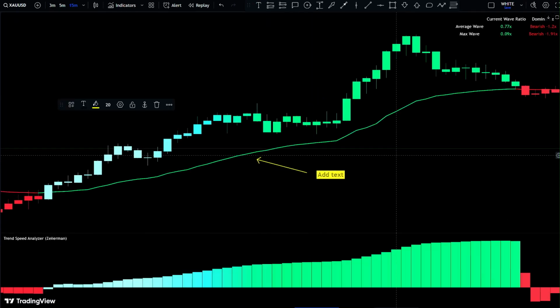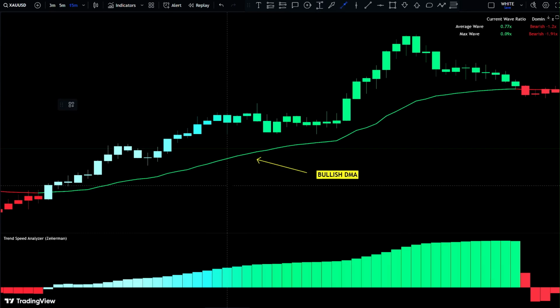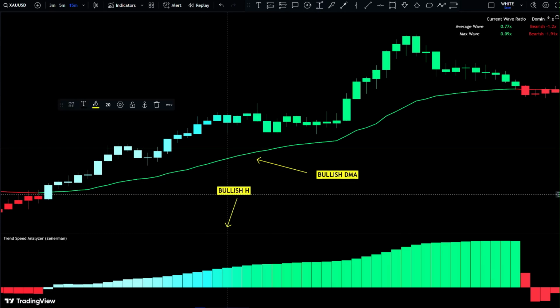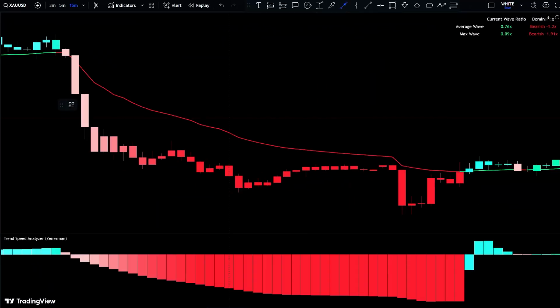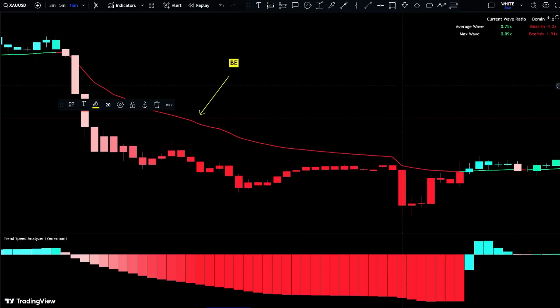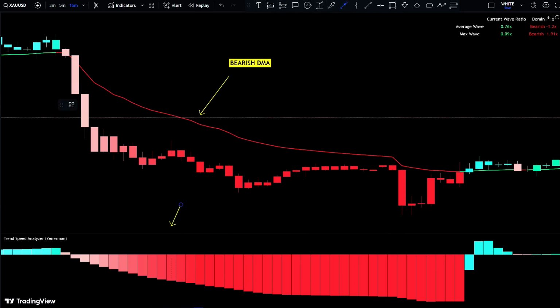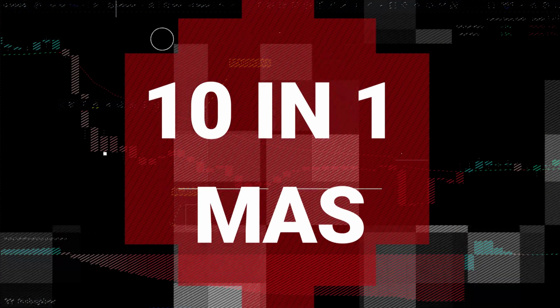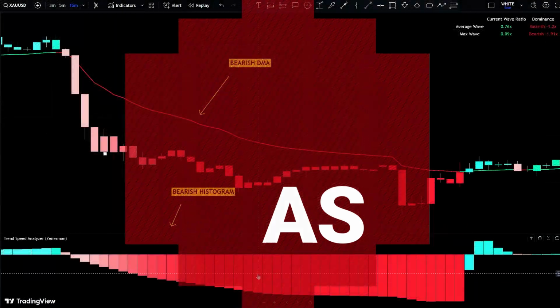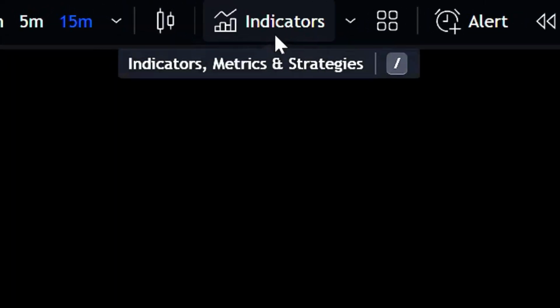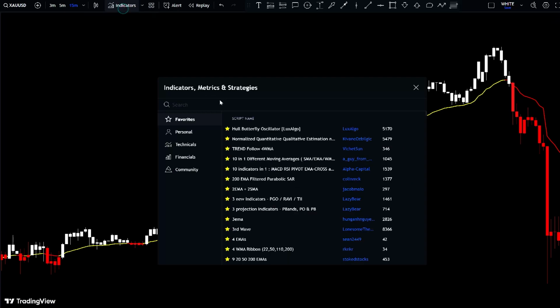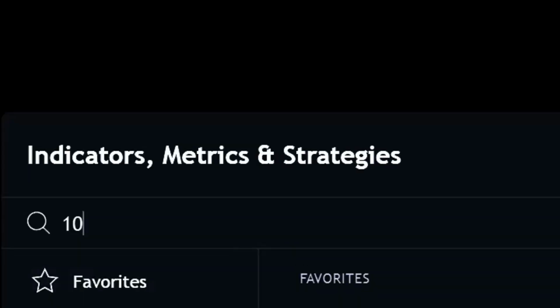So while the trend speed indicator is a fantastic tool to really maximize our financial gains and avoid costly mistakes, we need an indicator that can clearly show us the trend direction. Trading against the trend is a big no-no. For this strategy, the perfect solution is the 10-in-1 different moving averages indicator. So let's get back to the indicator section. And this time in the search bar, type in 10-in-1 different moving averages and select it from the results.